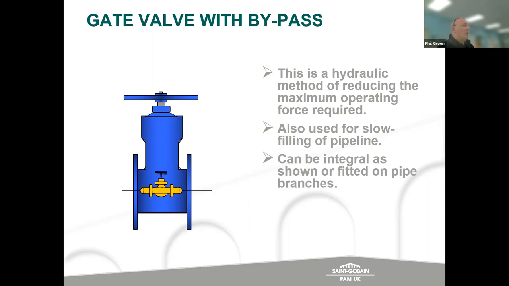And as I mentioned earlier, a bypass is normally only used on a large diameter valve. So when you get to probably 600, sometimes 450, but mostly 600 plus, valves tend to be fitted with bypasses by request. And when you get to really big sizes, 1,000, 1,200, then they become fairly essential to equalize the pressure across the gate.